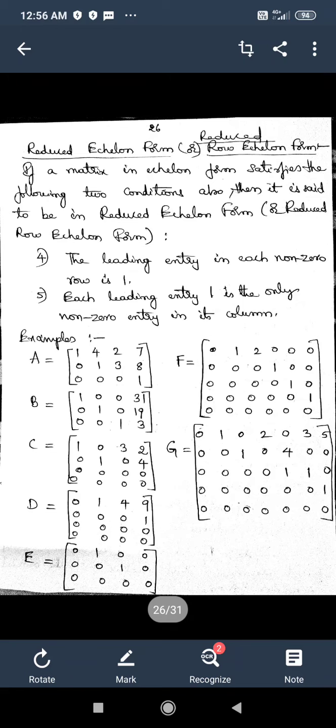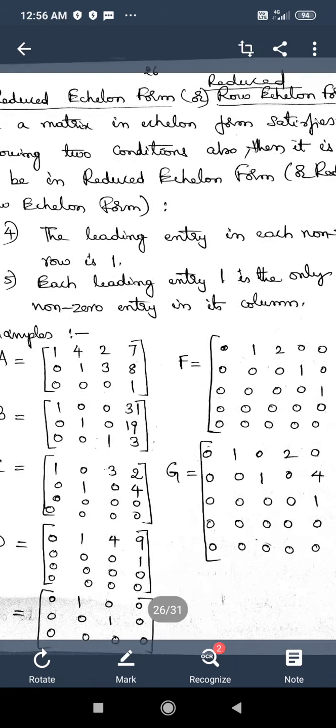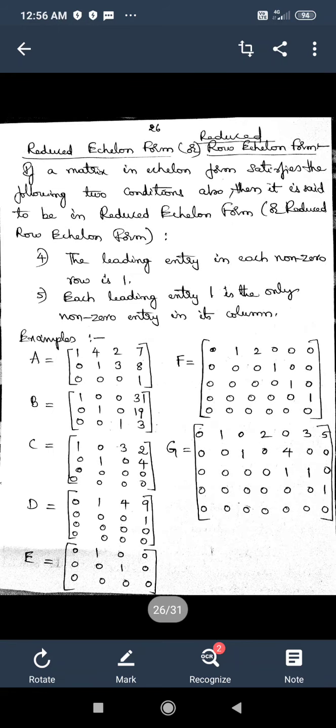Let us see the extra conditions that are to be satisfied for row reduced echelon form. Condition 4 says that the leading entry in each non-zero row is 1. In the echelon form, we have seen that the leading entries are definitely non-zero elements, but they may be any number, including 1. But here in reduced echelon form, the leading entry in each non-zero row is definitely 1, only the number 1.